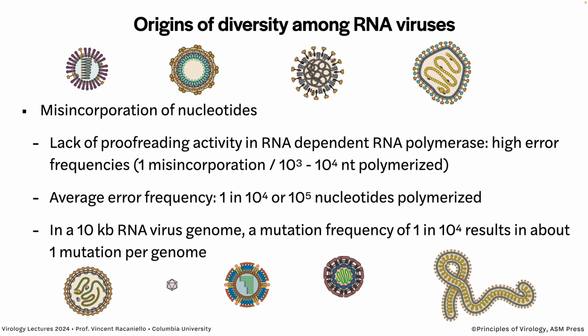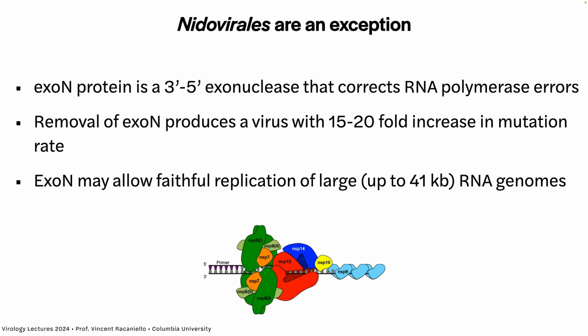So in any cell where you have tens of thousands of viruses made, every position can be mutated. The DNA viruses are different, as we will see later. They have error correction to get around this, but RNA viruses do not. There is an exception, though, that Nidovirales, which includes the coronaviruses, have a protein that is error correcting. It's called ExoN. It's an exonuclease, which basically looks for mismatches, the wrong base, and it cuts it out. It gives you about a 15 or 20-fold decrease in mutation rate, because if you remove this protein, you get a virus with a 15 to 24-fold increase in mutation rate.